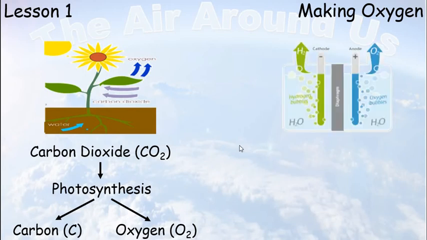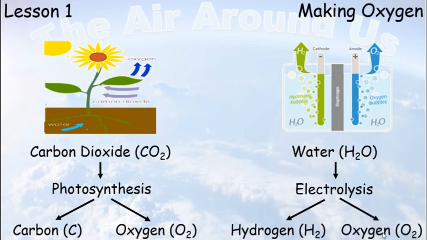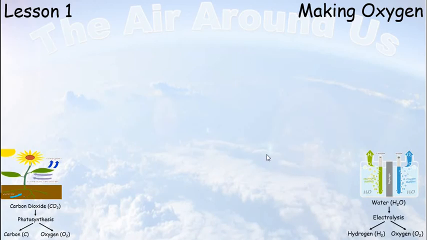In a lab we can do something similar. We can take water, and using a process called electrolysis, we can take water, which is hydrogen and oxygen, and we pass electricity through it, and that will break it up into the hydrogen and the oxygen. So we take water, H2O, and by electrolysis we break it into the hydrogen and the oxygen. Okay, so in the lab we're going to do this slightly different way.